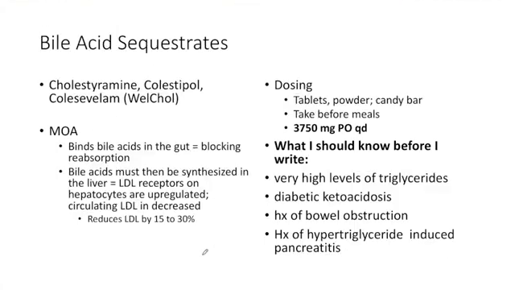Next up are bile acid sequestrants. So these are Welchol, which is the most popular, cholestyramine, and colestipol. What this does is bind bile acids in the gut and block their reabsorption, and then basically the bile acid has to be synthesized in the liver. LDL receptors are upregulated, and then we basically get more LDL taken up. Circulating LDL, which is the bad one, is decreased; it reduces LDL by 15 to 30%.